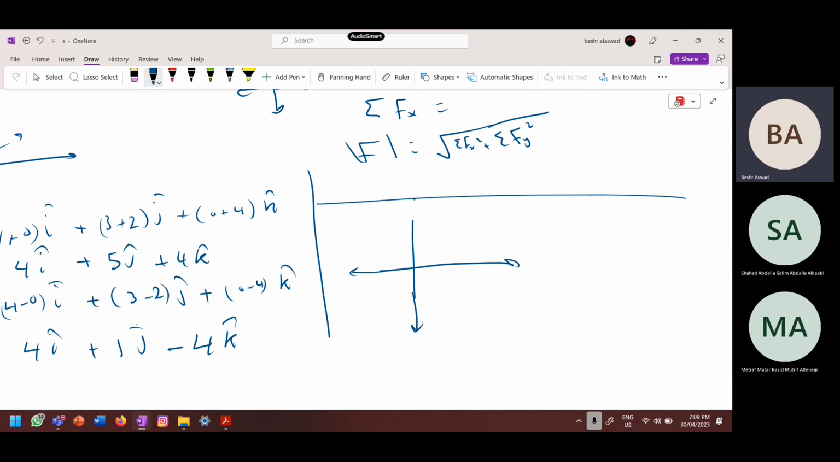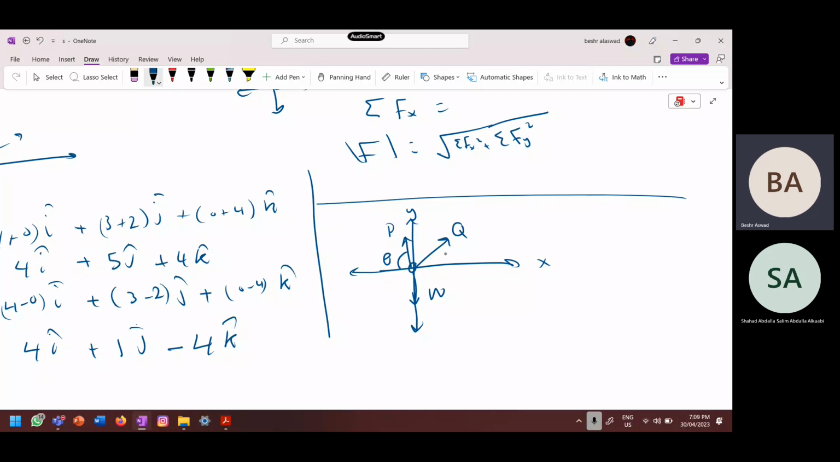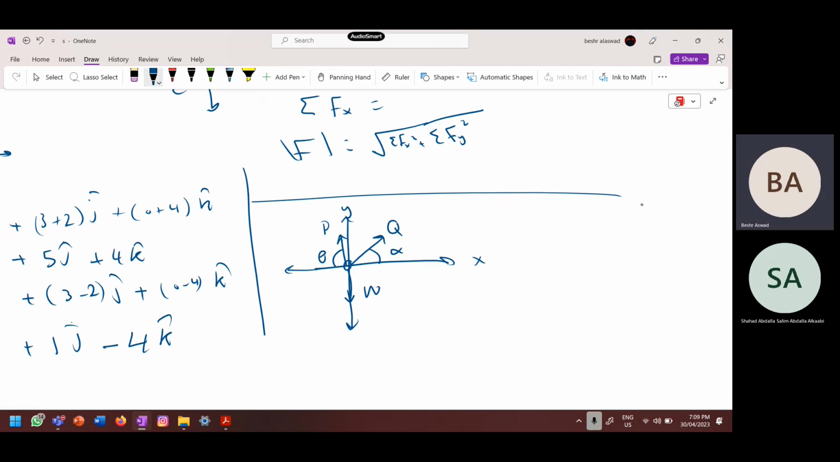Okay, this is the x and y plane, x, y. You're having a system, and it is having this force and that force and this force. Say that's W, P, theta, and Q. Say this alpha.